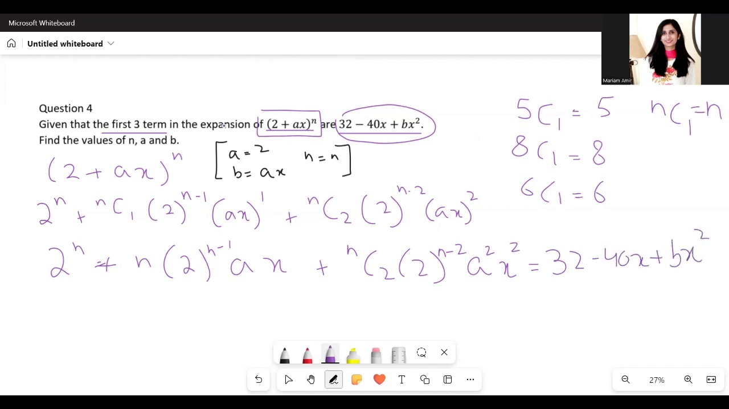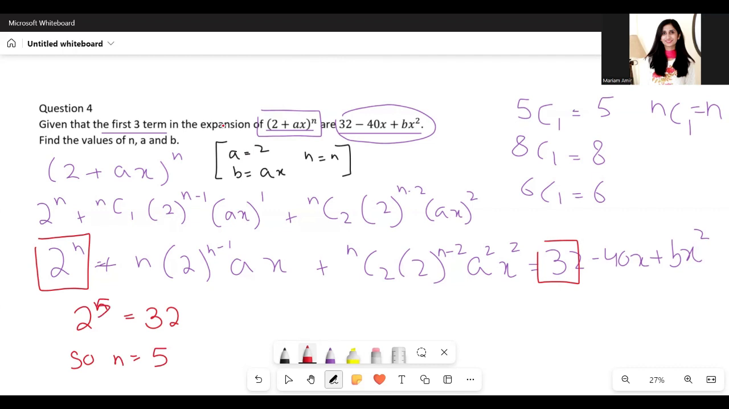Now we expand and compare. No, I mean we have expanded, now we compare. So the first term here is 2 power n, or you can say the constant on the left hand side is 2 power n, and the constant here is 32. So then 2 power n must be equal to 32. And what power of 2 gives us 32? It is 5. So n must be equal to 5. Because if you write 5 here, only then you get 32. So n comes out to be 5.